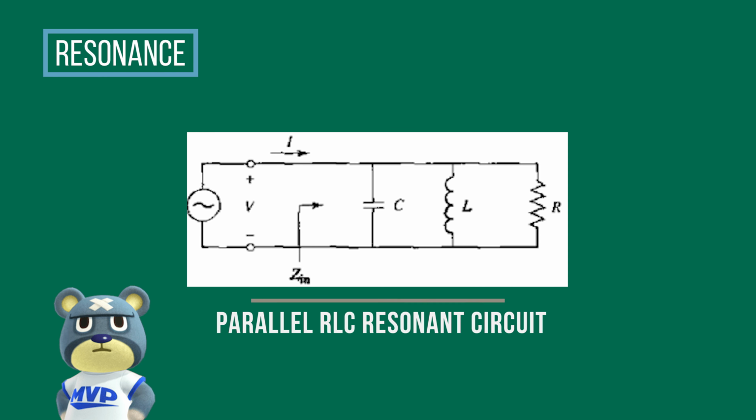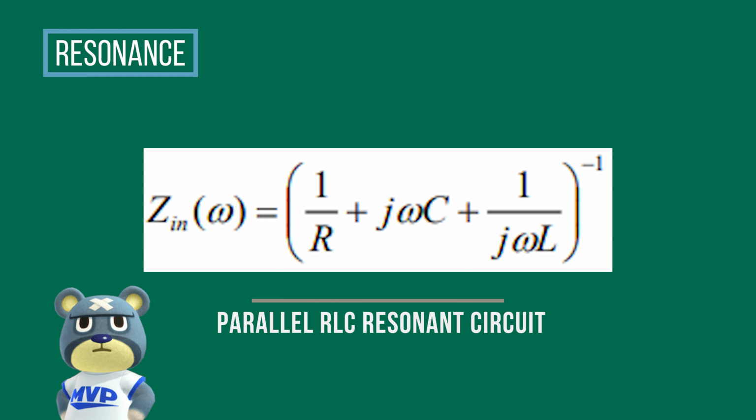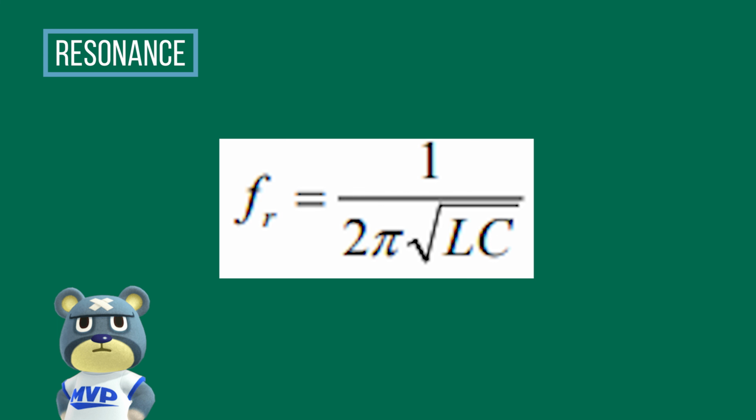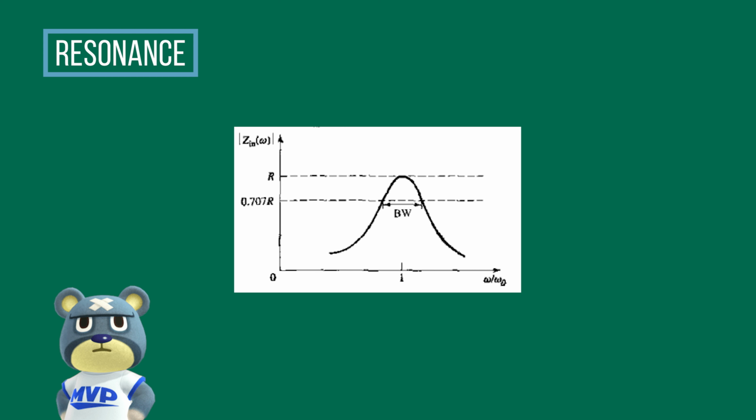Parallel RLC resonance circuit, or we can call it an anti-resonance circuit. A parallel RLC resonance circuit is shown in the figure. The input impedance is given by this equation. At resonance, the reactance of the inductor and the reactance of the capacitor cancel each other, resulting in the input impedance being maximum, equal to R. As shown in the figure, the resonance frequency is given by this equation. As in the case of the series RLC circuit, clearly the voltage reaches the maximum at this frequency, assuming a constant current source.